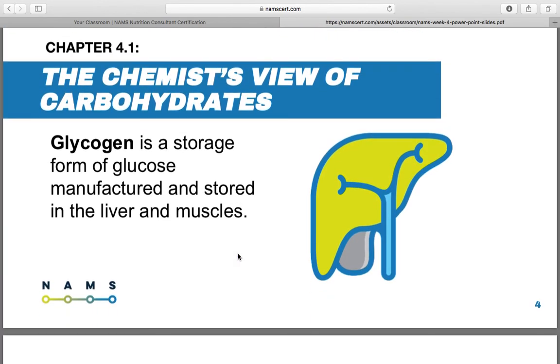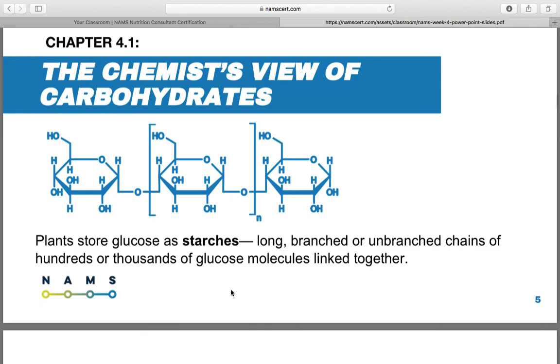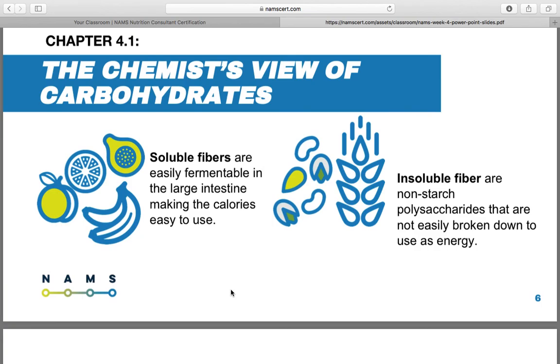Glycogen is a storage form of glucose, manufactured and stored in the liver and muscles. Okay, this is why I tell you guys how important carbohydrates are in training, as well as working on your fitness. You need to have your carbs at a certain level for your muscles especially. Plants store glucose as starches, long branched or unbranched chains of hundreds or thousands of glucose molecules linked together. Soluble fibers are easily fermentable in the large intestine, making the calories easy to use. Insoluble fiber are non-starch polysaccharides that are not easily broken down to use as energy.